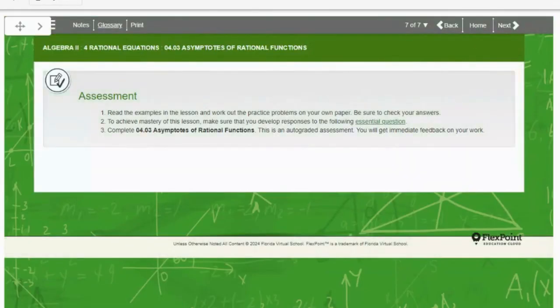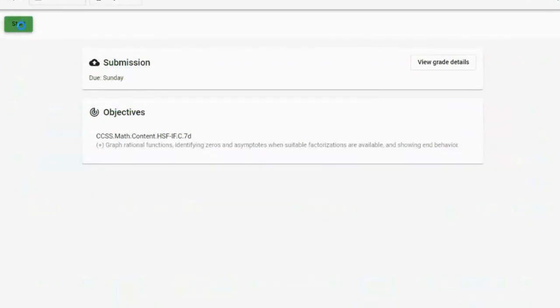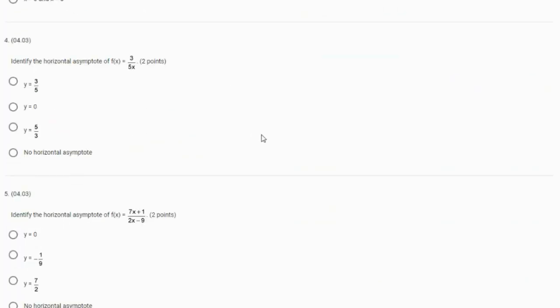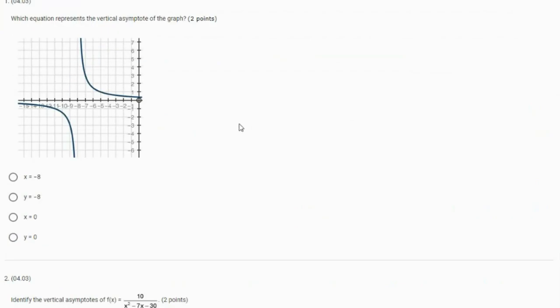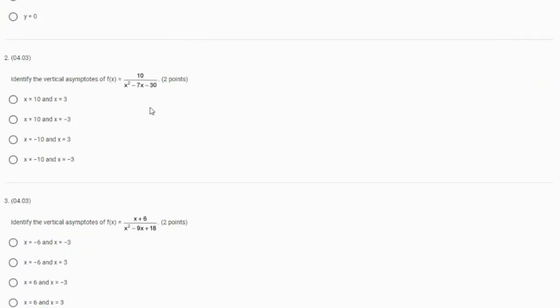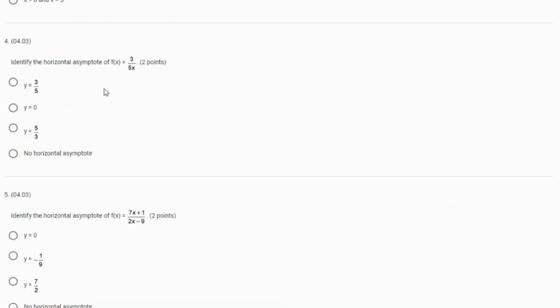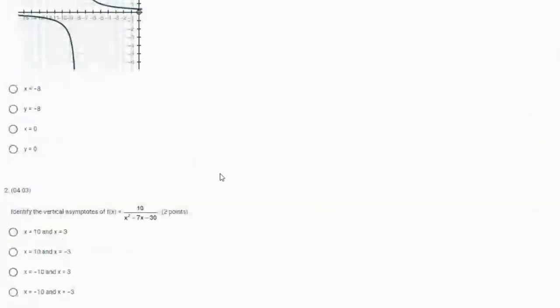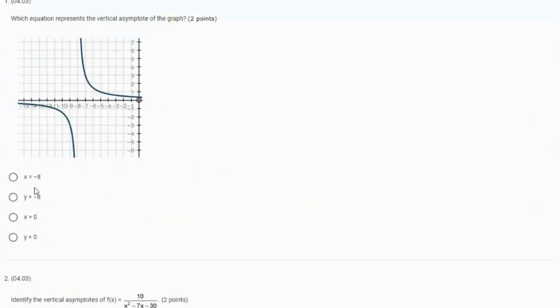All right, let's look at the assignment that goes with this first lesson. I think it's just 5 questions. It is. It's just 5 questions. Which equation represents the vertical asymptote? Identify the vertical asymptotes. Identify the vertical asymptotes. Identify the horizontal asymptote and the horizontal. So you got 2 to find the horizontal asymptote, 2 to find the vertical asymptote, and 1 to give the equation for vertical asymptote. All right, I'm going to get out of that. We're going to look at our second lesson, and we'll be done for the day.